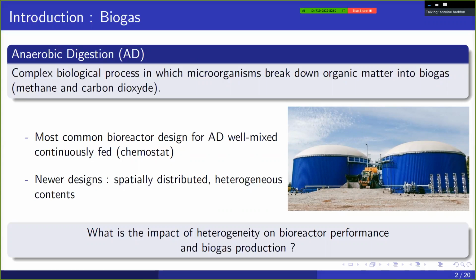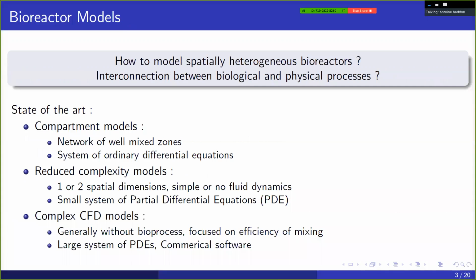However, there are some newer types of reactors that consider a spatial distribution, and so basically the contents of the reactors are not homogeneous. And so there's an important research question nowadays: what's the impact of heterogeneity on bioreactor performance? And so this leads us to consider how can we model spatially heterogeneous bioreactors, and what's really the interconnection between the biological and the physical processes at play.